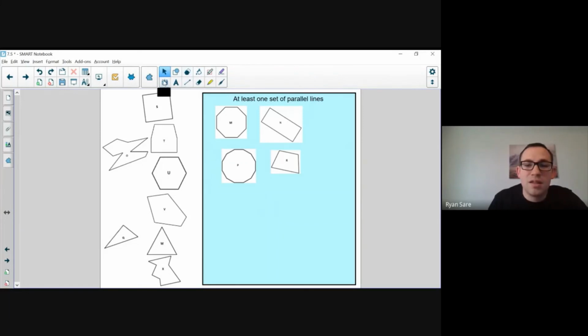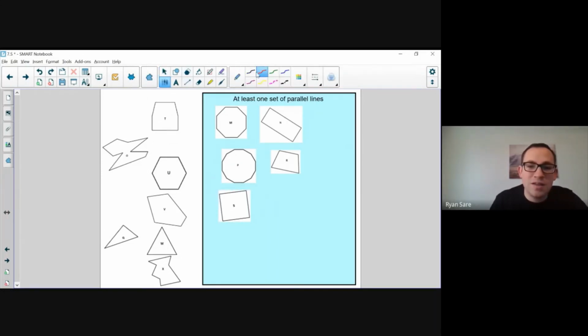Squares, that looks like it has two sets of parallel lines. So we'll go ahead and add that one. We're just looking for one set of parallel lines. So let's look at the top line and the bottom line. What do you think? I'm thinking those would never touch if we kept drawing them forever and ever. So I'm going to go ahead and add that. I'm going to say this has one set of parallel lines at least.